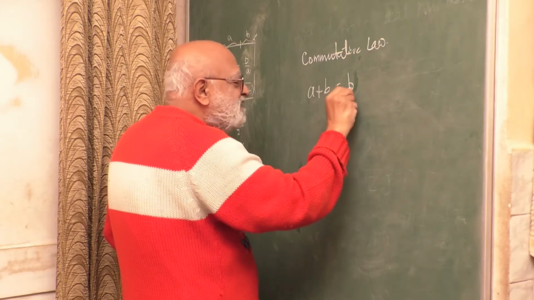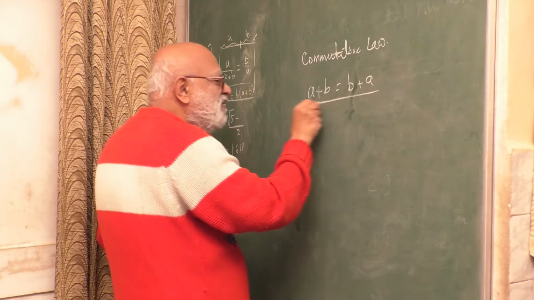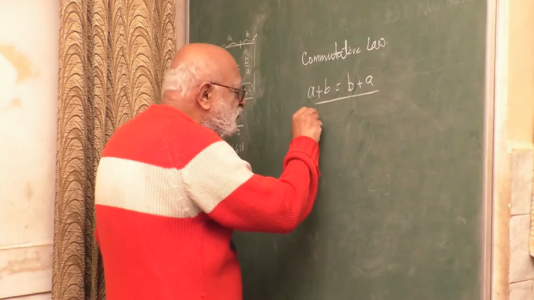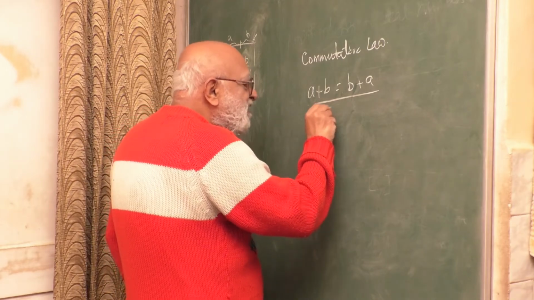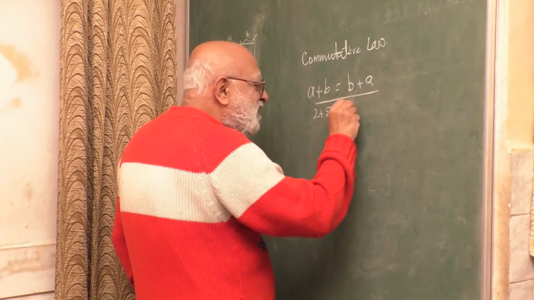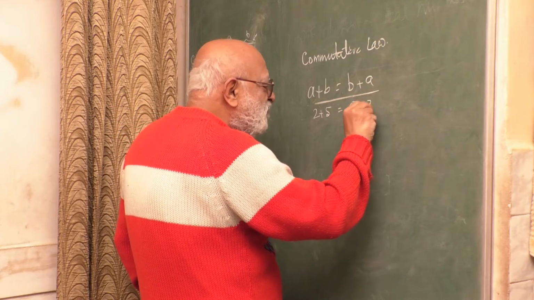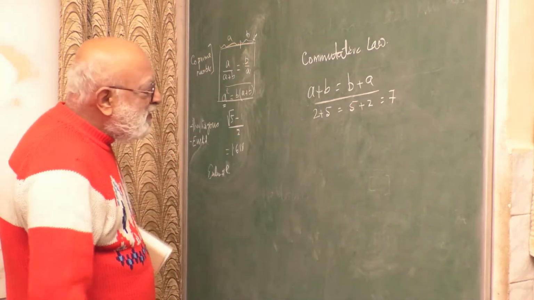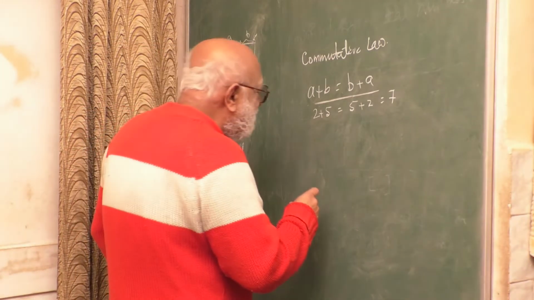A plus B is the same as B plus A. We have been doing it. But look at this. Let us see. 2 plus 5 is the same as 5 plus 2, that is equal to 7. We have been doing it. But can I do it if there is this thing?